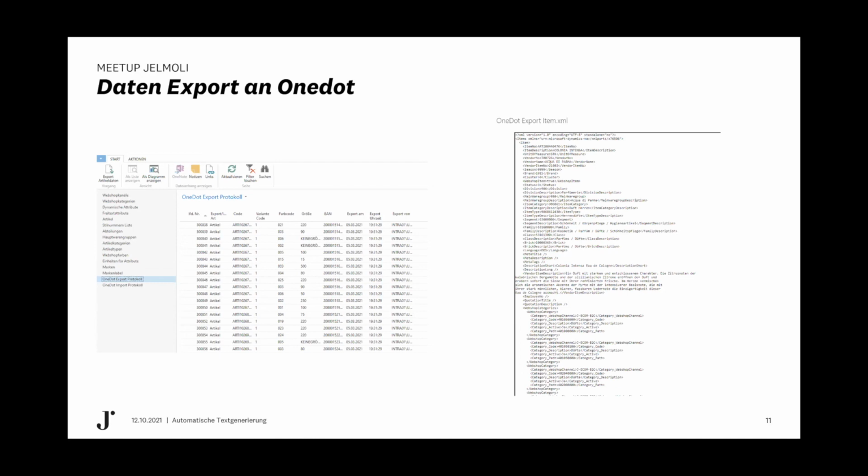On the right-hand side, you see what these files look like. All the item data are saved in an XML file or an HTML file. And you find everything in the dynamic attributes, the categories, all the information about the product. So Onedot can then edit and prepare this data, and AX can generate the text.